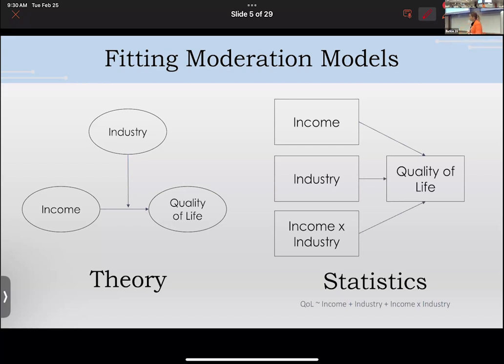So we are going to run it this way. We've got income, the main effect of industry, and then the interaction. And we always run the main effect of the moderator. It's maybe not in our theoretical model. It could be. It might not be. We always run it in our stats model because we want to know if our interaction explains additional variance above and beyond the main effects of our two predictors. Good so far?